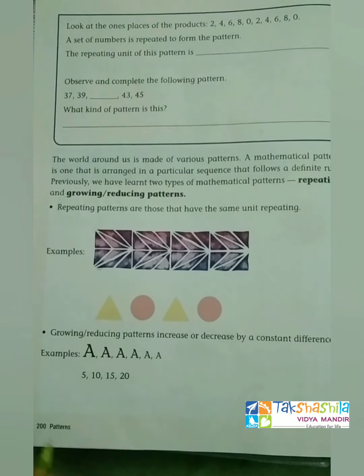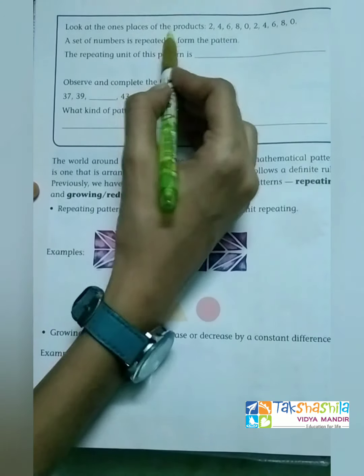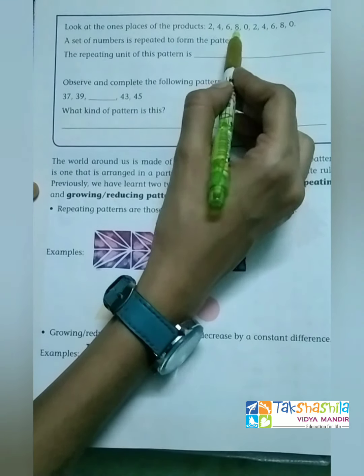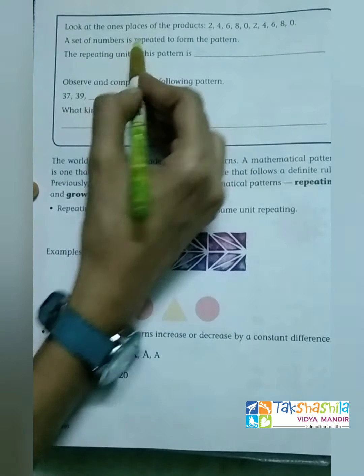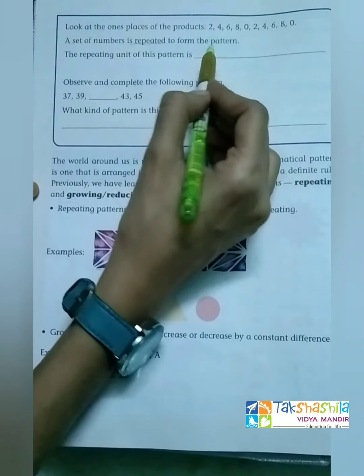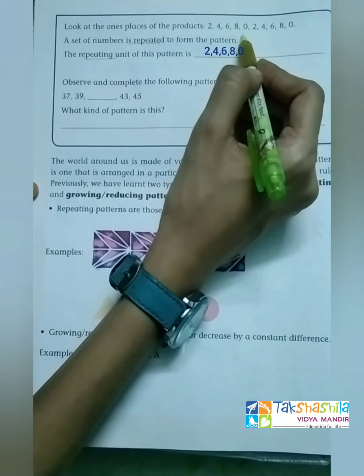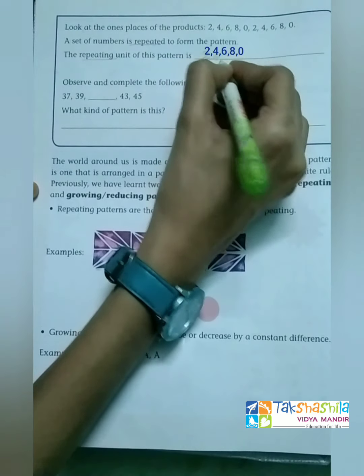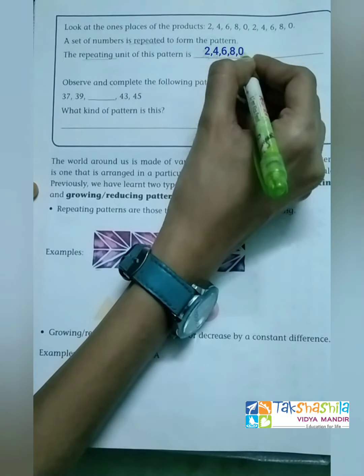Just move on to the next page. Look at the ones place of the products. So here 2, 4, 6, 8, 0, then again 2, 4, 6, 8, 0 is there. So here a set of numbers is repeated to form patterns, right? And what is the repeating unit of this pattern? Yes, it is 2, 4, 6, 8, 0. So that number is repeated. So the answer is 2, 4, 6, 8, 0.